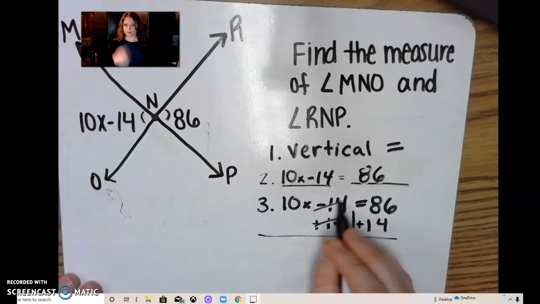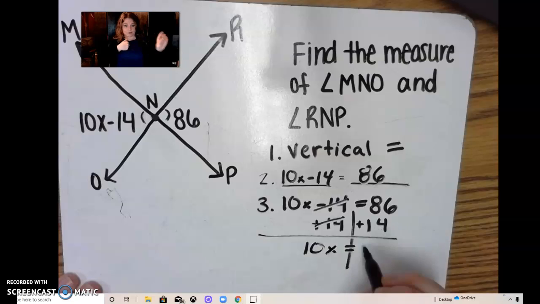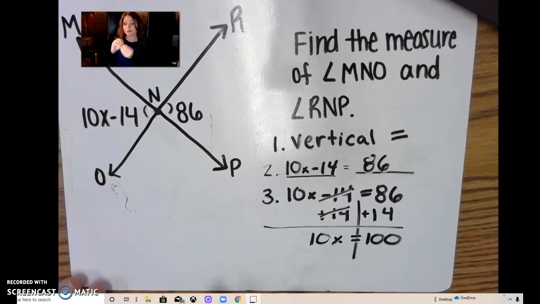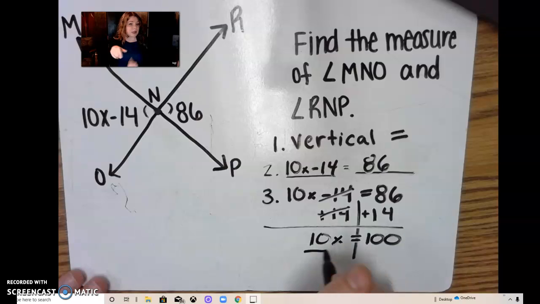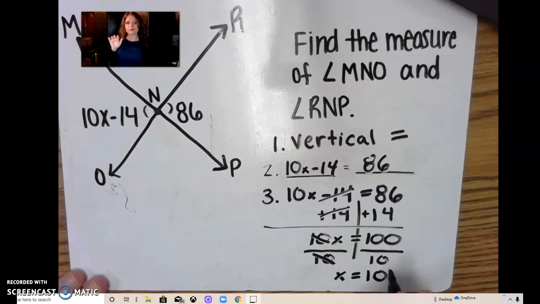These cancel. Bring down what we haven't used. And 86 plus 14 is 100. If you need a calculator for that, no shame. Our next step is getting rid of this 10, and it's technically multiplying, so we will divide. These will cancel, and 100 divided by 10 is 10. You want to take it from here?